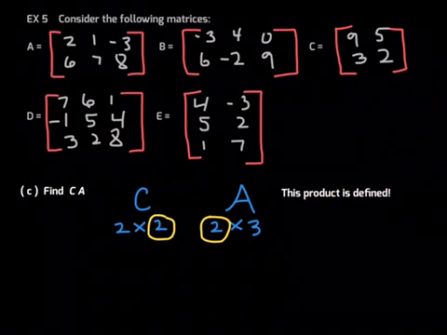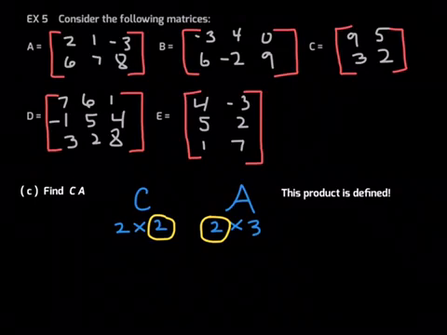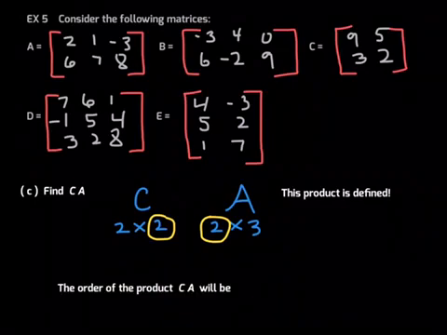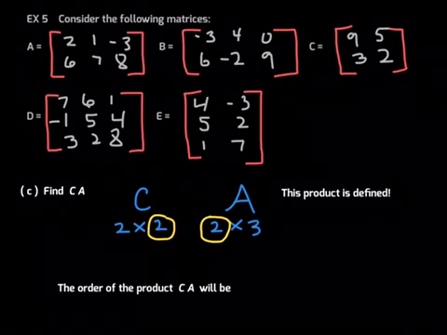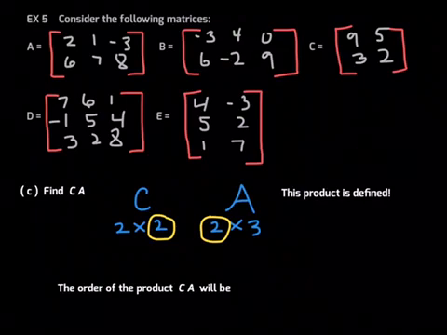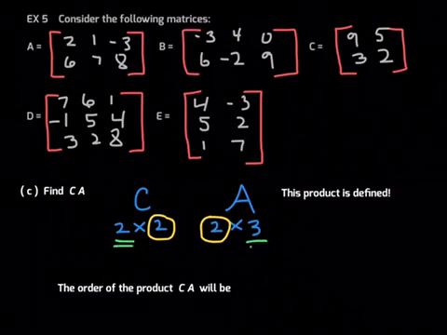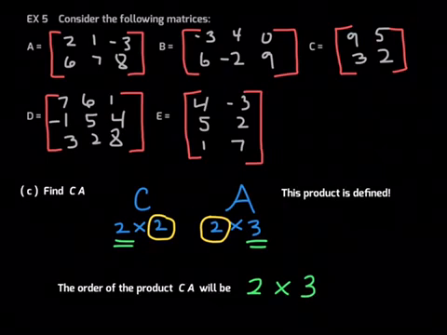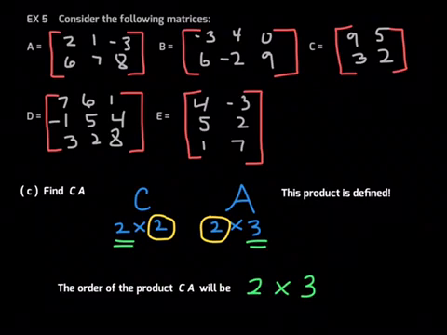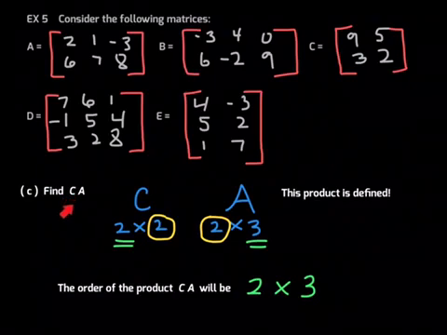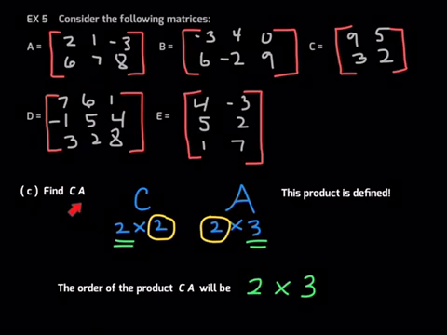But before we find it, can we determine the order of the product? Now remember, the order of a product will be equal to the number of rows of the first matrix by the number of columns of the second matrix. So in other words, my product will have order 2 by 3. When I'm done, I should have a matrix that has 2 rows and 3 columns. One more thing, guys. Notice that the product CA is defined, but yet the product A times C was undefined.